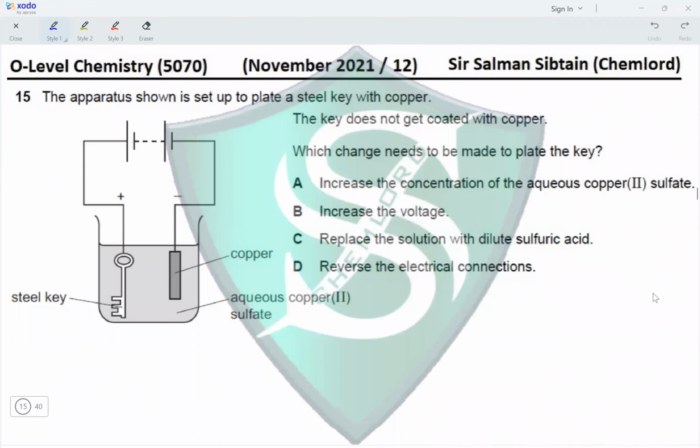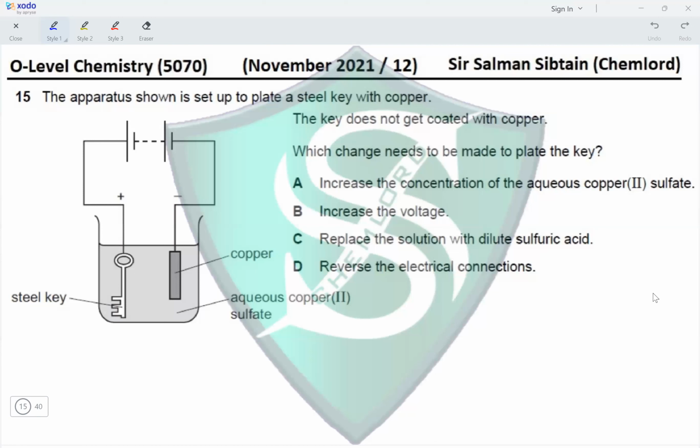Question 15. The apparatus shown is set up to plate a steel key with copper. The key does not get coated with copper. Which change needs to be made to plate the key? Okay, increase the concentration of aqueous copper sulfate. If the key is not being coated, then changing the concentration of copper sulfate will have no effect. Increasing the voltage, same reason. If it is not getting coated, change of voltage will have no effect. Replace the solution with dilute sulfuric acid, then it will not be coated with copper at all.